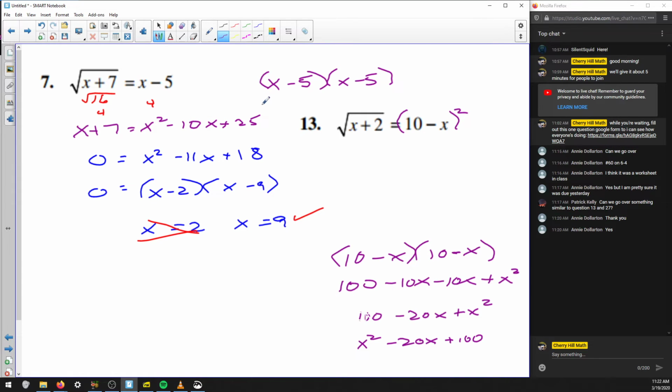Then you're going to subtract over the x plus 2 and then solve from there. And I'm trying to see if that works. I believe it works out nice. Let me check my answer key real quick. Number 13. Yeah, 13 does factor nicely.